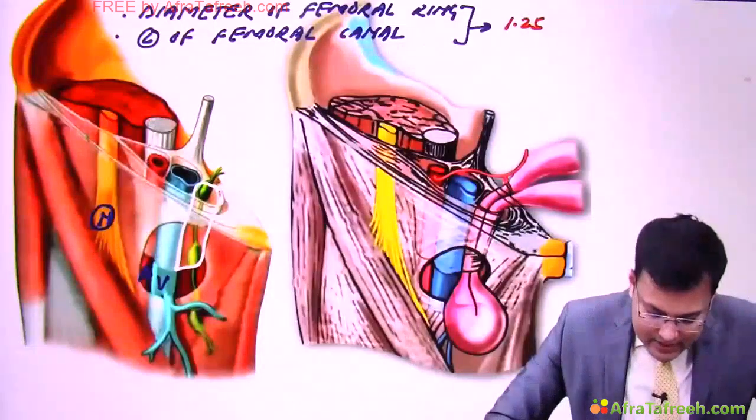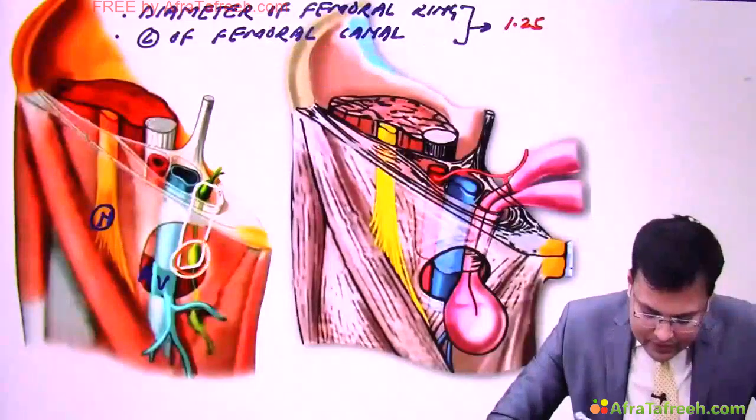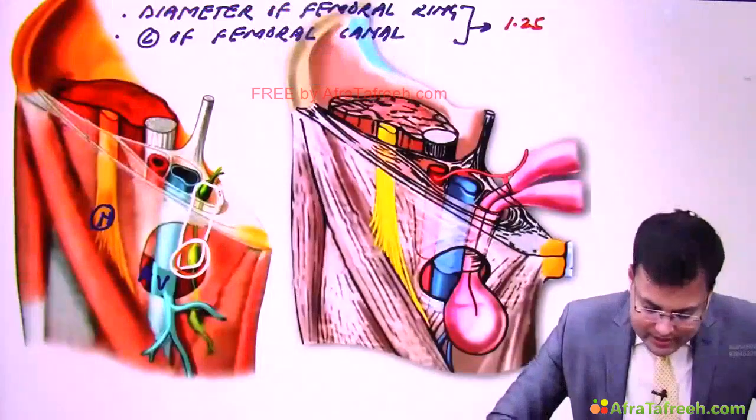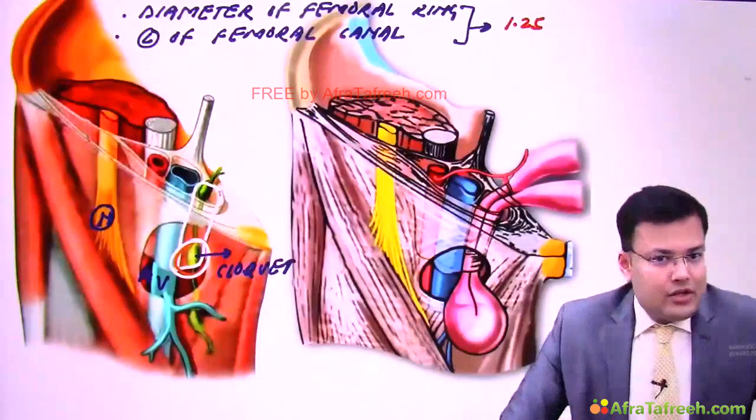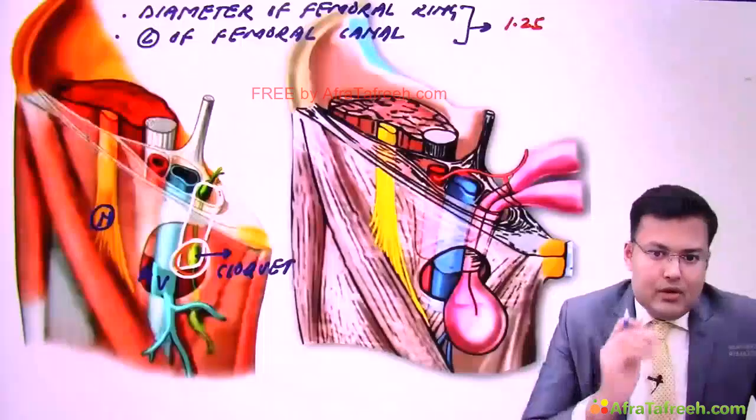And in the femoral canal, there is a lymph node. Can you see this green colored lymph node? What is the name of this lymph node? This is known as the Cloquet lymph node. Very important point, it is asked in exams also. The name of this lymph node is Cloquet. From medial to lateral, the relationship is femoral vein, femoral artery, femoral nerve.